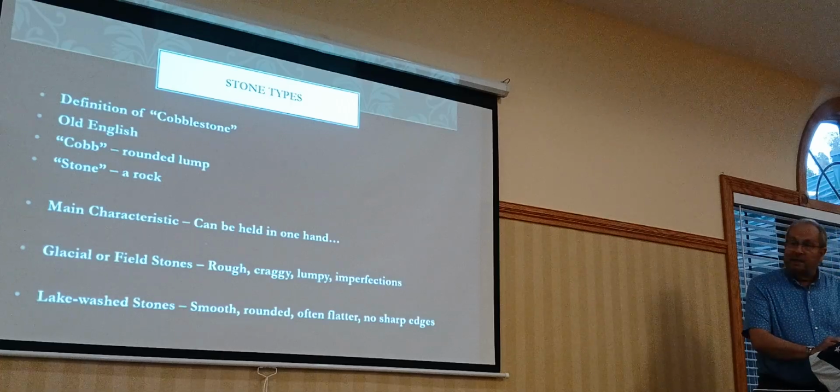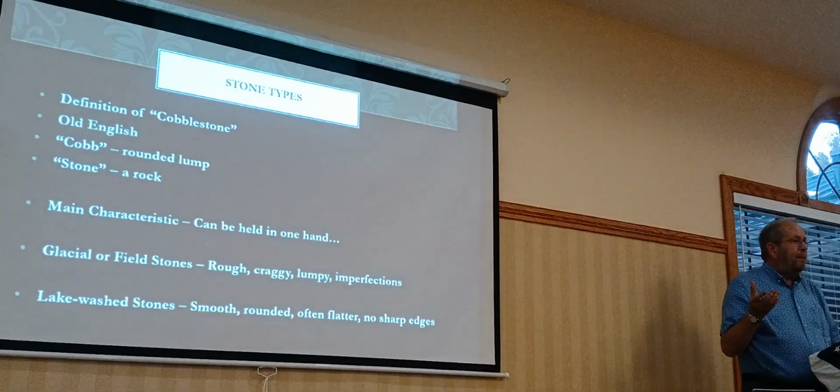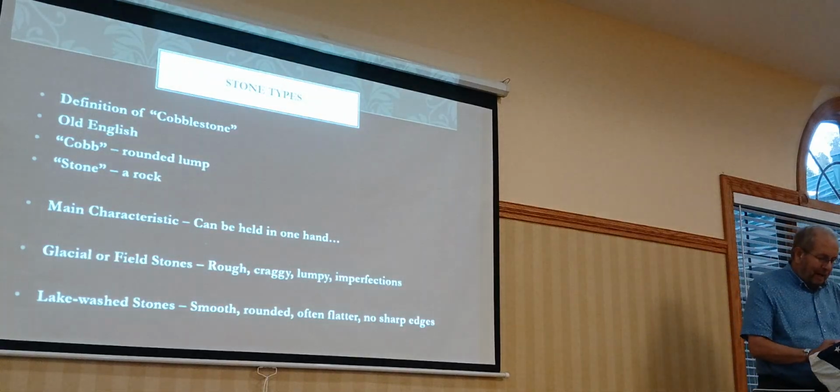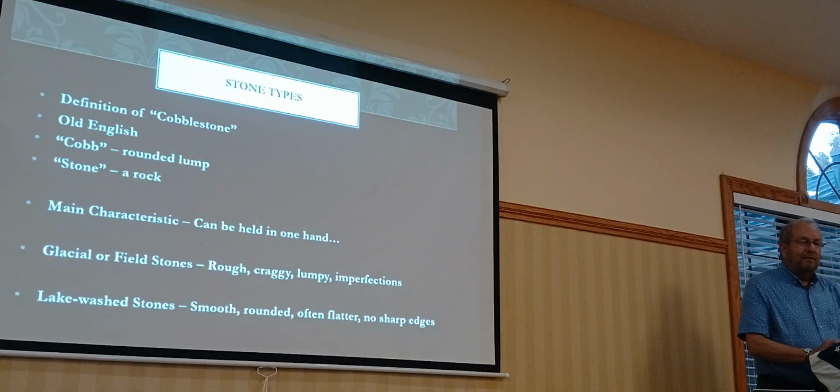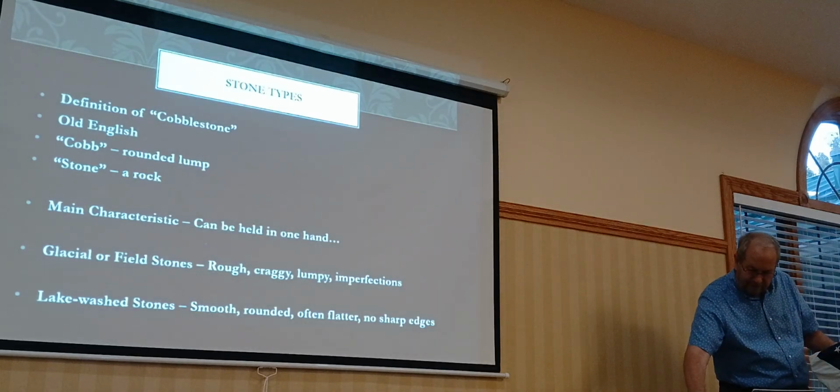So what do we define as a cobblestone? It's a stone that fits in one hand. It's from the Old English word cob, which means a handful. So a cobblestone is any stone that fits in one hand. A smaller stone was called a pebble, and a larger stone a boulder, but if it fits in one hand, it was called a cobblestone. We know of basically two different types of cobblestone. I think the next slide we have some examples.